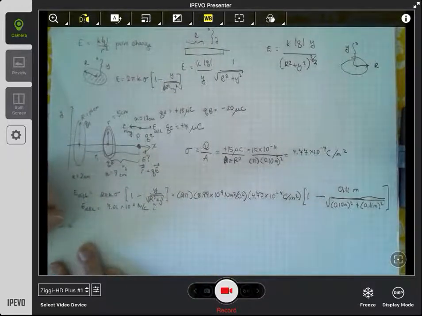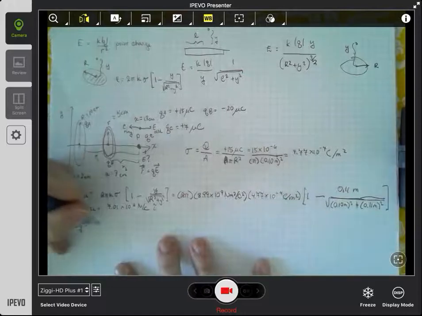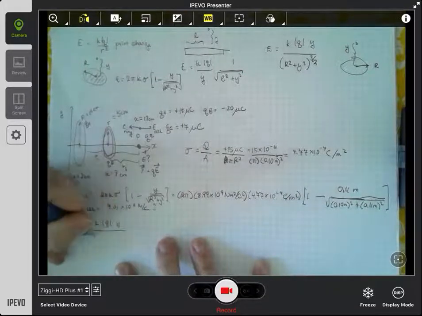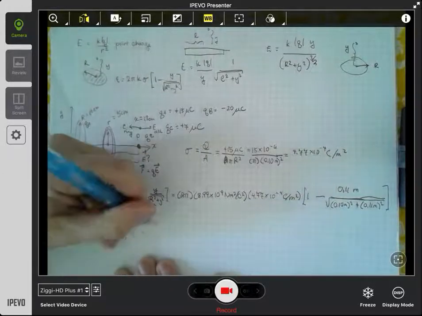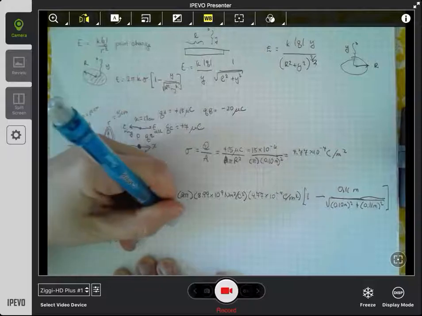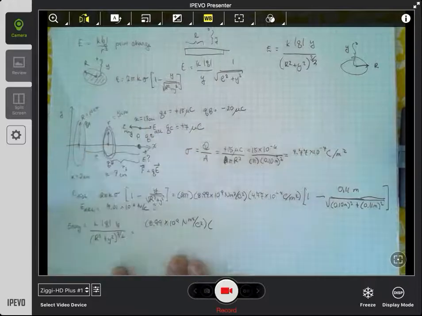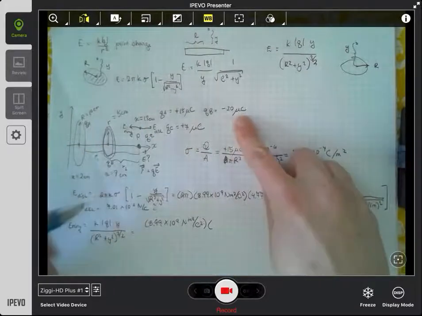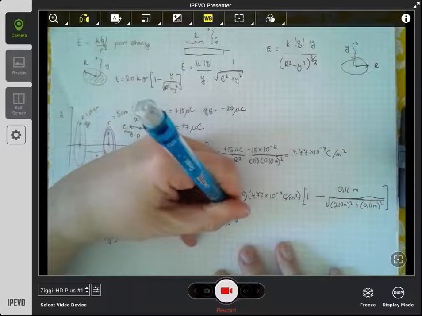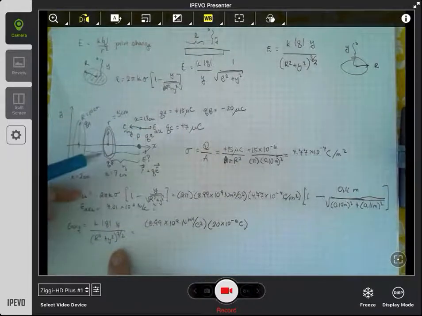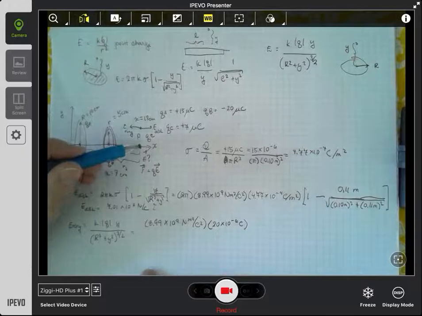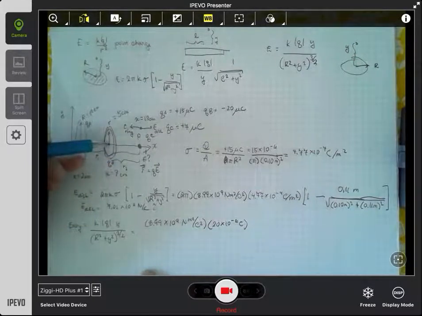All right, so we found the field due to the disk. Now we just need to find the field due to the ring and subtract them, because we know the ring points in the other direction. The field due to a ring is k q y over r squared plus y squared to the 3/2 power. So that is 8.99 times 10 to the 9th newton meters squared per coulomb squared. We multiply it by the absolute value of the charge on the ring, which is 20 times 10 to the minus 6 coulombs. Then we multiply it by the y value, the distance between where we're measuring it and the center of the ring.